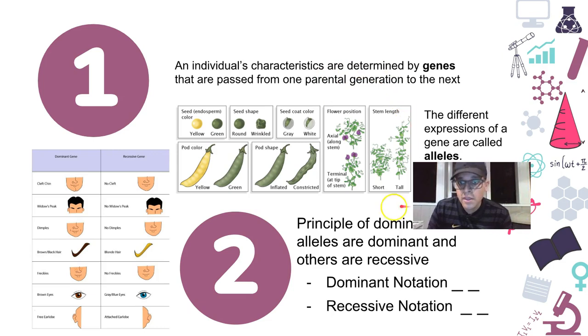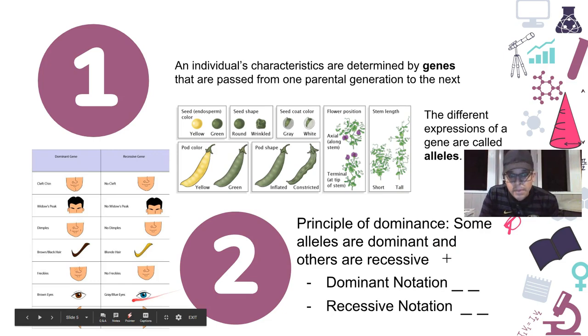So in stem length, you have alleles for short and alleles for tall. And the next postulate was the principle of dominance. So some alleles are dominant and others are recessive. And in dominant notation, you see capital letters. We'll do T for tall. And then the recessive would be lowercase for short.